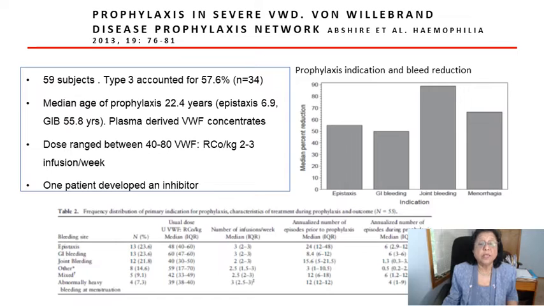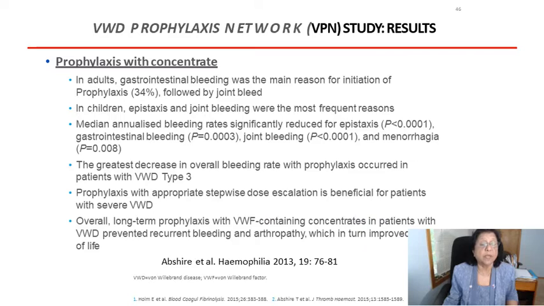You can see the bleed reduction, joint bleeds were really reduced by almost 80% or 85%. And there was reduction in epistaxis, GI bleeding, and heavy menstrual bleeding. Only one patient did develop an inhibitor. The VPN study continued and showed that in adults, gastrointestinal bleeding was the main reason. In children, epistaxis was the main reason, and the median annualized bleeding rate was significantly reduced for epistaxis, GI, joint bleeding, and menorrhagia with prophylaxis. And the greatest decrease occurred in type 3 patients.